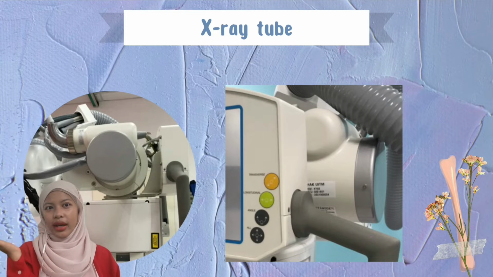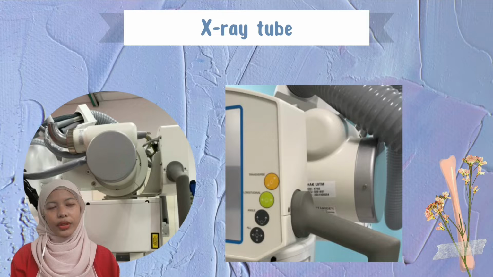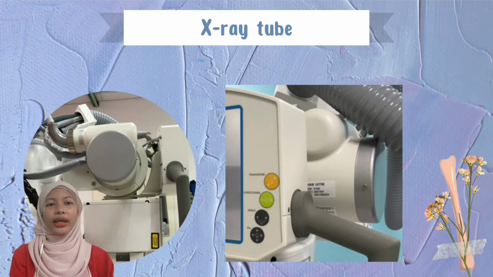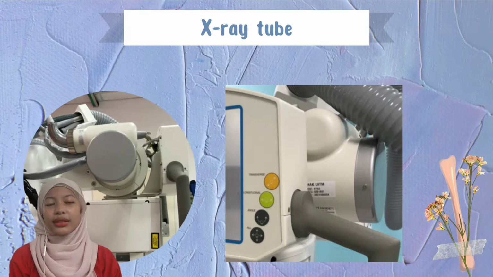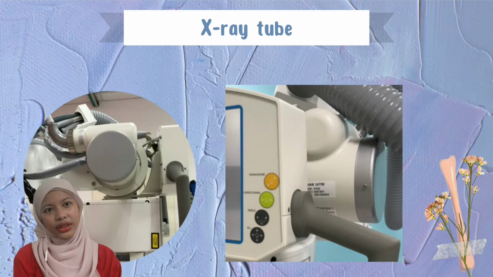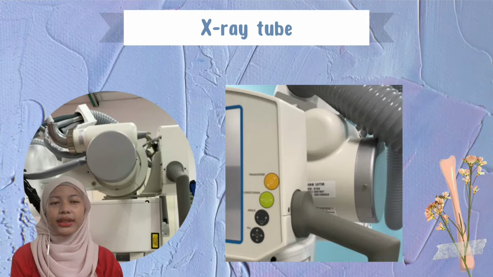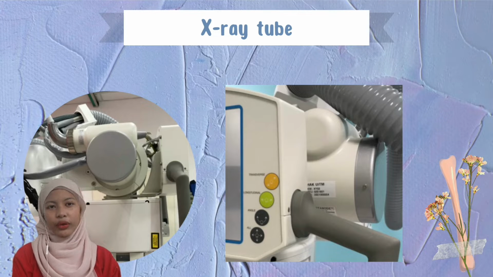Did you know how X-rays are produced? X-rays are produced when a high-speed electron undergoes a sudden change in direction. Okay, so what is the function of an X-ray tube? The X-ray tube is used to produce X-ray photons.